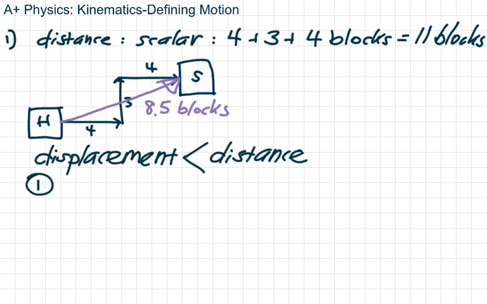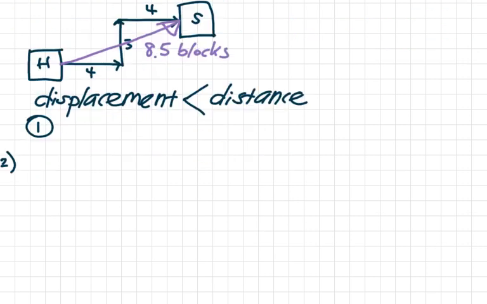And yeah, the displacement could be equal to the distance if you travel in a straight line without changing direction, but typically the displacement is less than the distance. It's never the other way around. The displacement is never more than the distance.